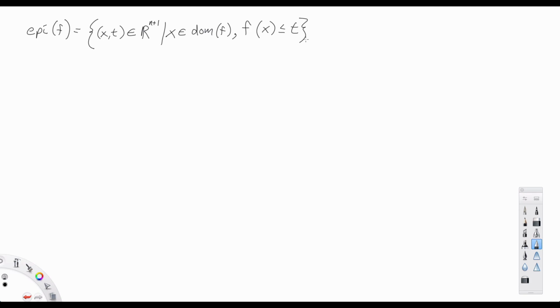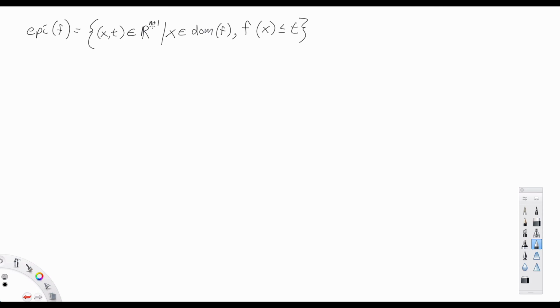To use an alternate definition of a convex function, we need to understand something called the epigraph of a function. I'm going to define it here mathematically first, and then we're going to look at it graphically to get some better intuition for what an epigraph is. So the epigraph of a function is the set of all points, this composition of x and t, that are in the set of real variables of dimension n plus 1.